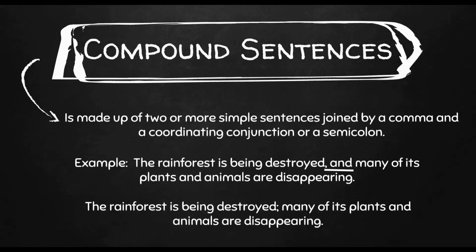Let's have another example. It's the same sentence, I've just organized it a little differently. So the rainforest is being destroyed; many of its plants and animals are disappearing. So it's really important to learn that a semicolon always goes between two complete sentences, two simple sentences that are about a similar thing. All right, and in this case, we have that same situation. So that semicolon there makes this a compound sentence.